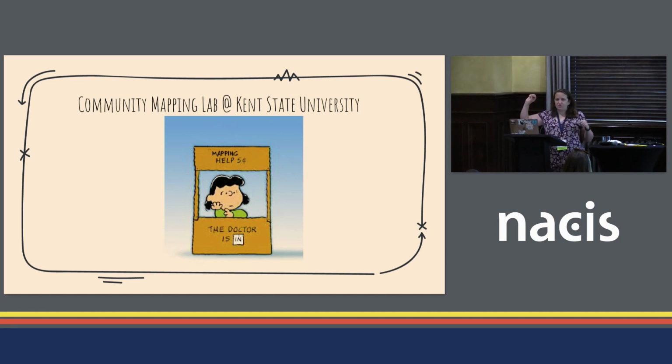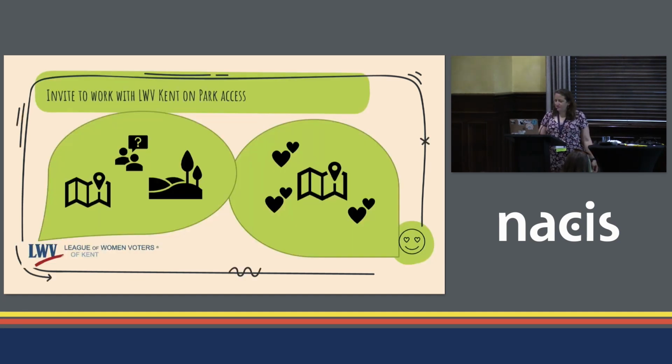The maps in the map swap are related to that. They are the ones that are coming out of the map library, and we're building this community mapping lab where all those old map cabinets used to be. But in the meantime, I'm just kind of sitting here waiting for people to come to me with map projects. So I was pretty excited when the League of Women Voters came and wanted me to work with them on a park access map for the county, basically to inform their position on parks and equity. So I got super excited.